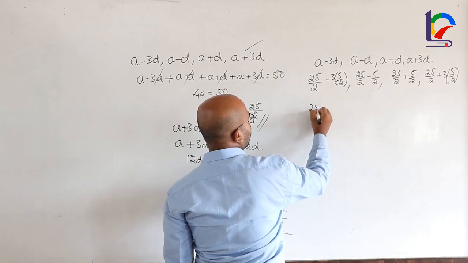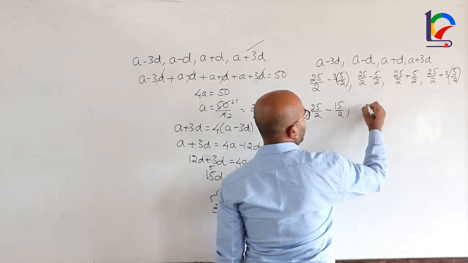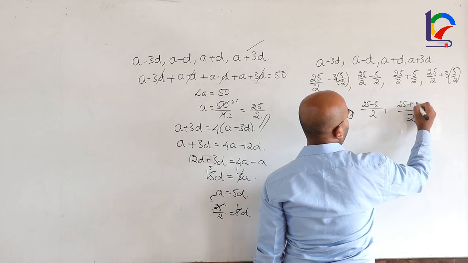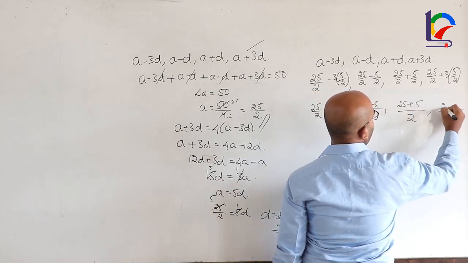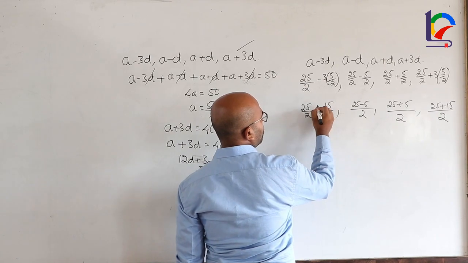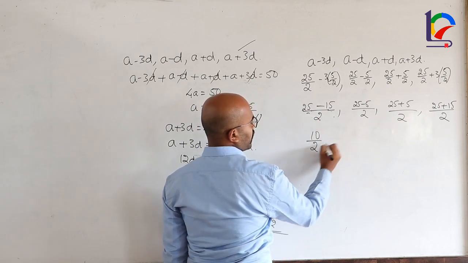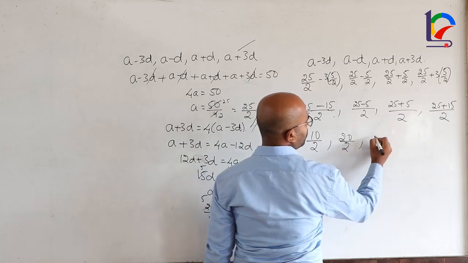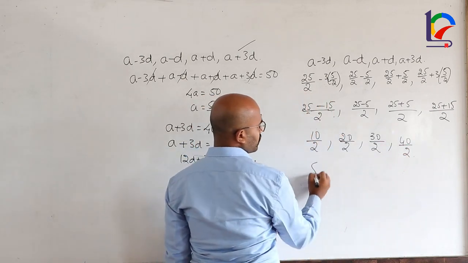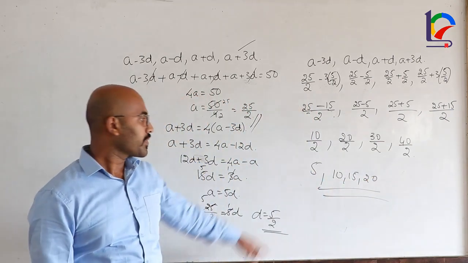So 25 by 2 minus 15 by 2. Here the LCM is 2: 25 minus 15 is 10, 25 minus 5, 25 plus 5, and 25 plus 15. So we get 10 by 2, 20 by 2, 30 by 2 and 40 by 2. So the sequence is 5, 10, 15 and 20. So this is the sequence.